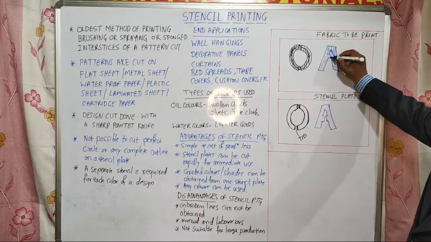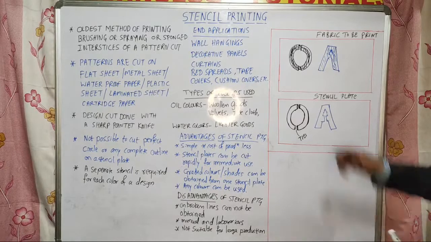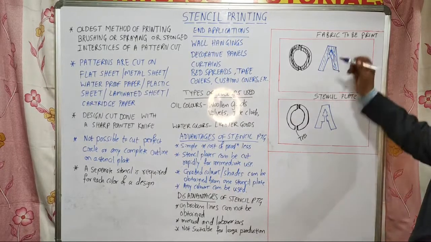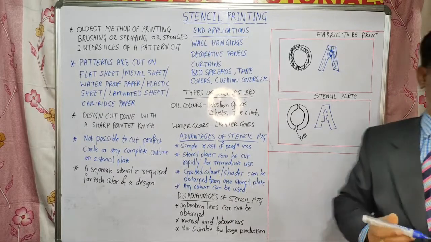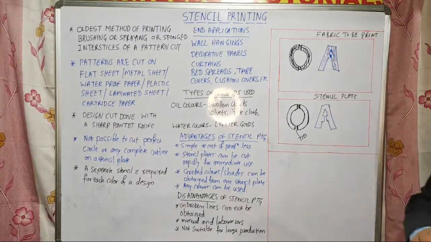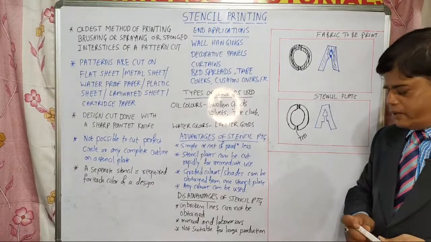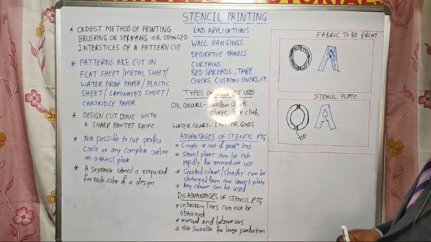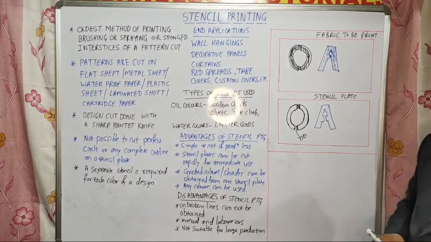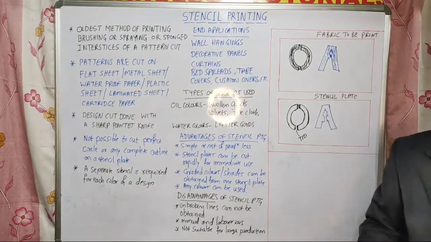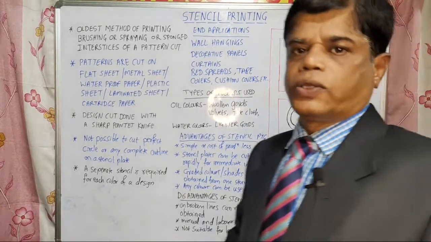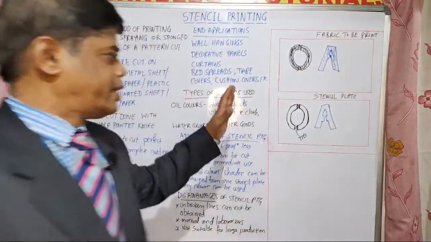This part will not be printed; later the printer has to adjust it manually. Hope you understood. I do not want to take further examples. Okay friends, this is stencil printing. Like that, flowers, birds, floral, geometrical prints, whatever prints there are, all can be done. This is the advantage.